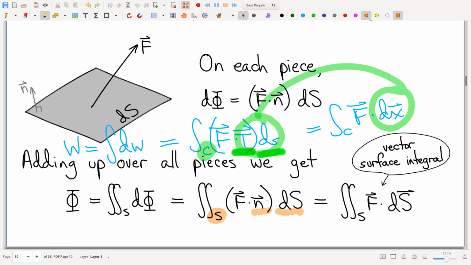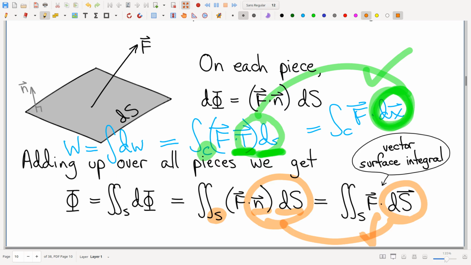I need to know how big it is and how it is sitting in space, so that I can understand how the vector field cuts through it. So I need both of these in order to make sense out of my little piece of surface. And in the same way that we have a convenient notation to represent dx, likewise, we have a convenient notation here to represent our little piece of surface, ds vector.